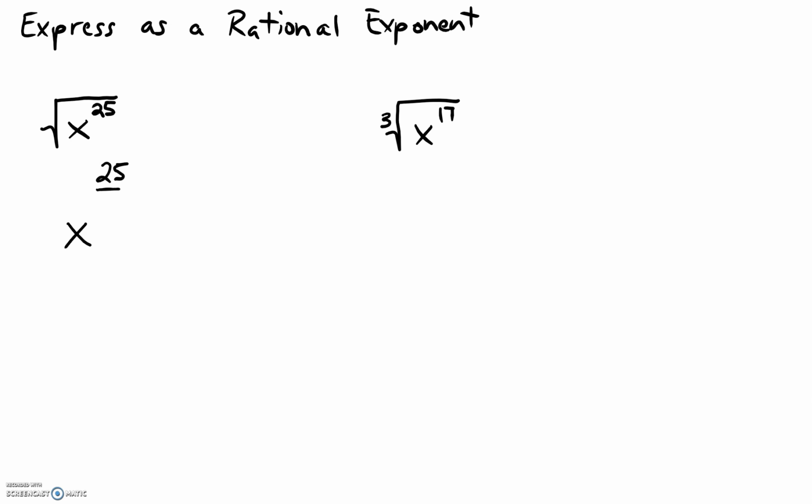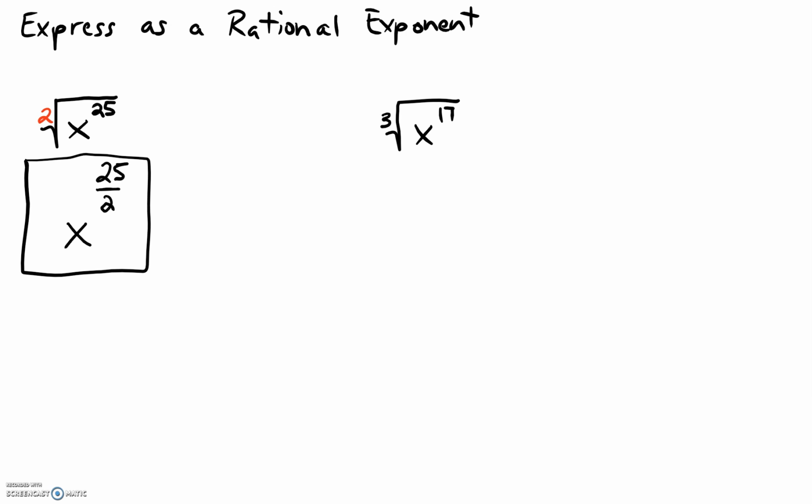In the denominator, that's where you would put whatever root it is you're taking. So here we're taking the square root, so you may know that there's always an understood 2 right there with the square root. And so you just copy that 2 down into the denominator of our fractional exponent. And that's your answer. So the square root of x to the 25th power is the same thing as x to the 25 over 2 power.